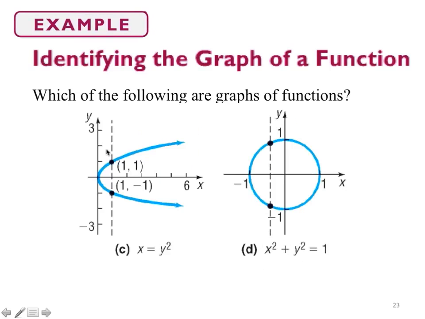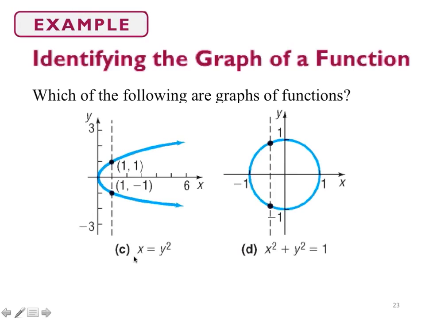If we take a look at some that look like this though, this is a sideways parabola. So we take our vertical line and we move it across, and what we notice right away is that our vertical line hits our graph in two different places. In this case, it hits at (1, 1) and (1, -1). This automatically means that this graph is not a function.